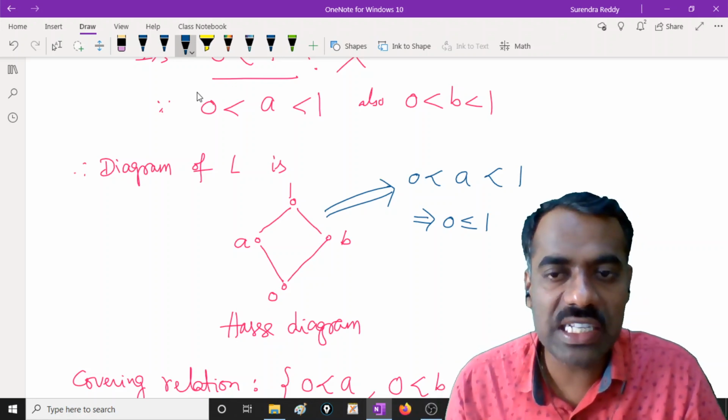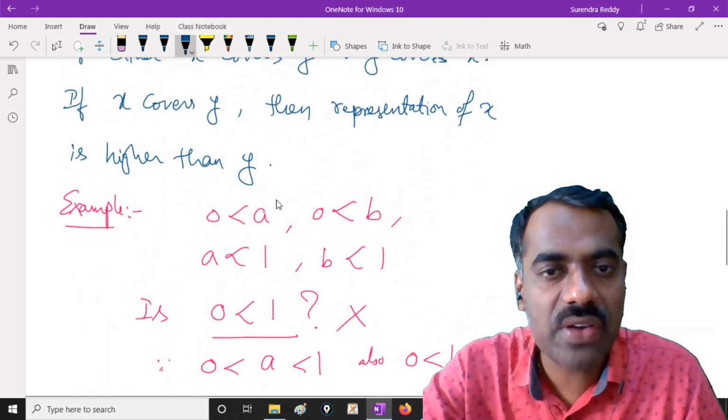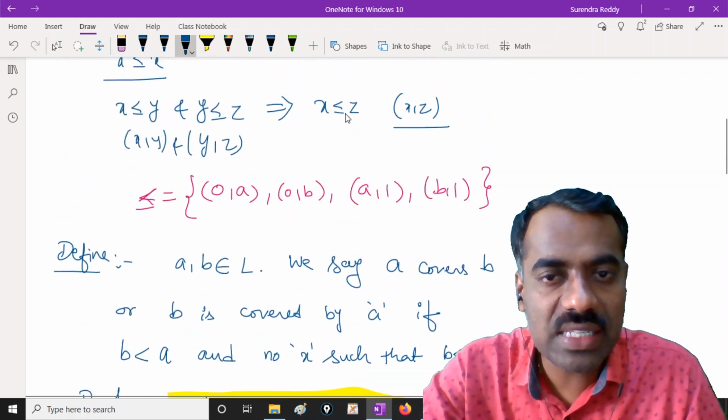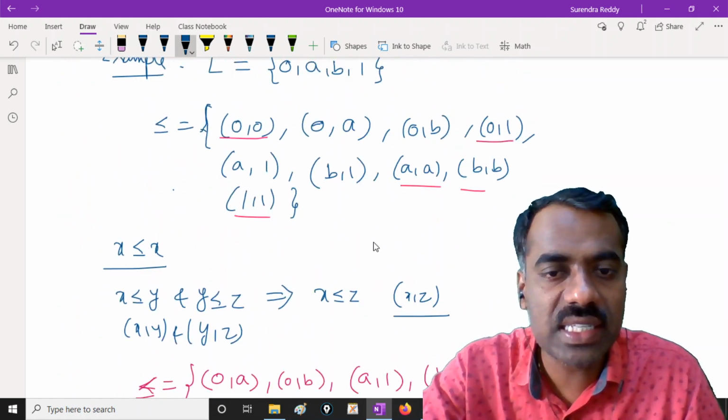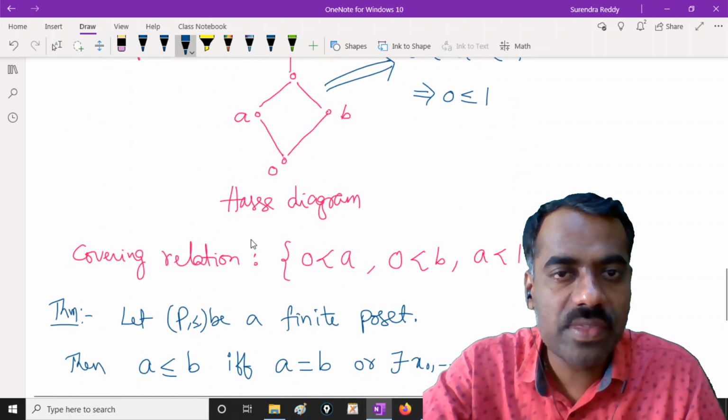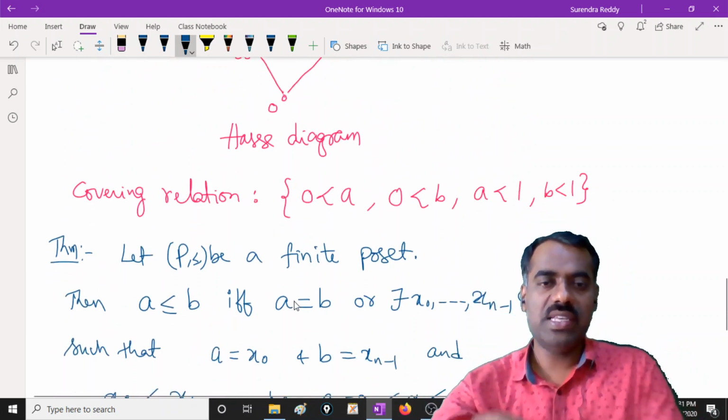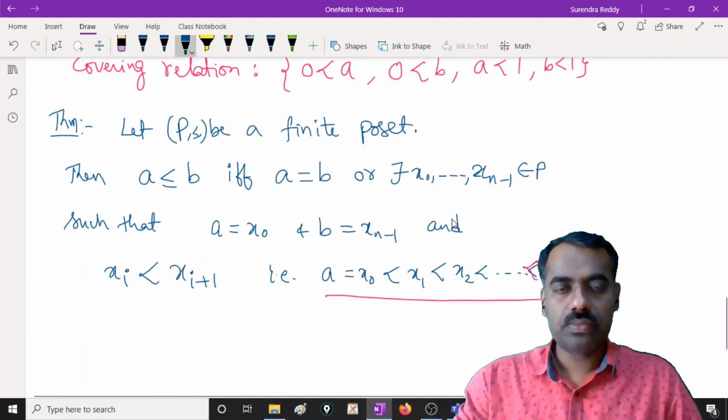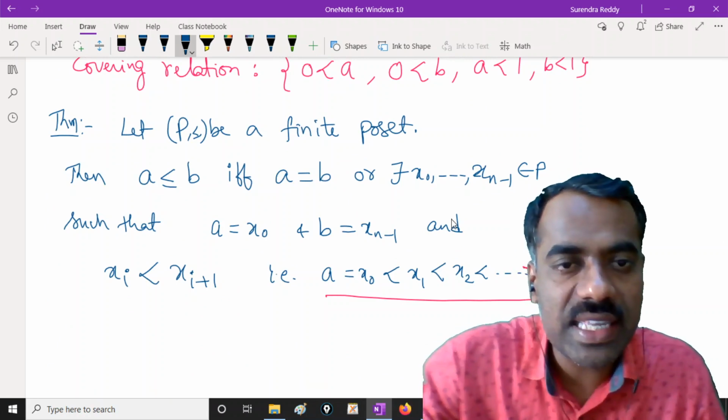You can give the relation among all elements, whatever relations we have here, all those relations you can give directly from this diagram. That is the statement of this theorem. Is this theorem statement clear? I repeat again. What is this theorem?